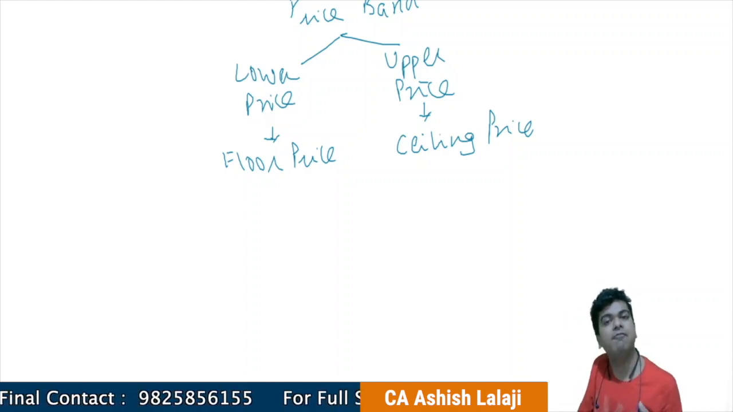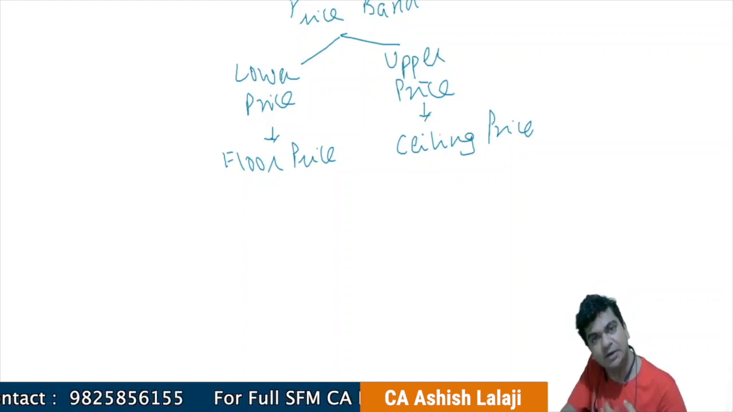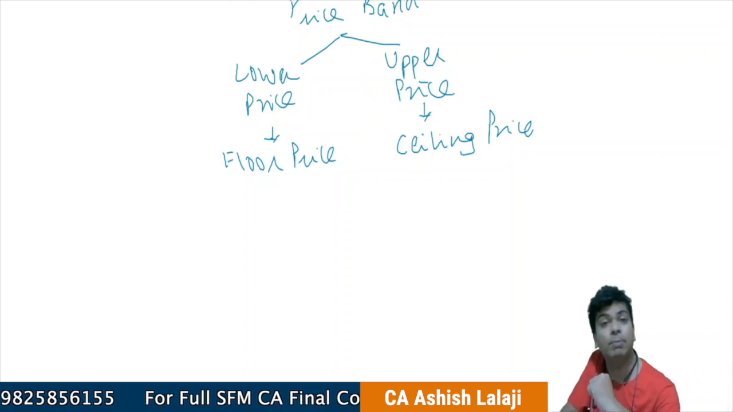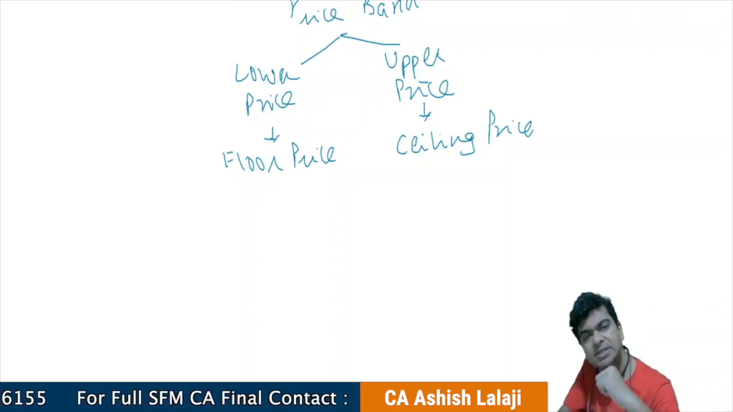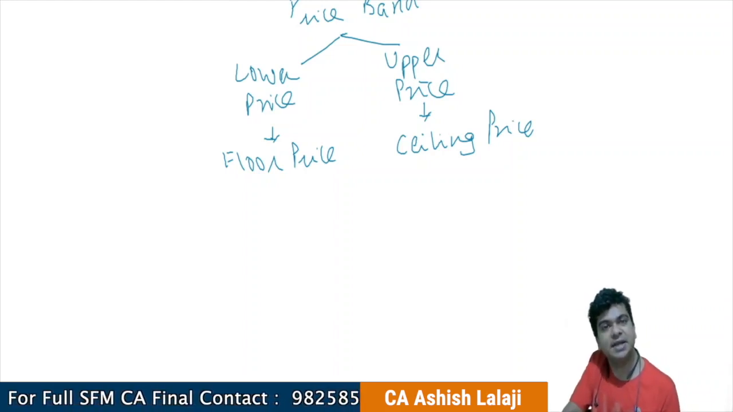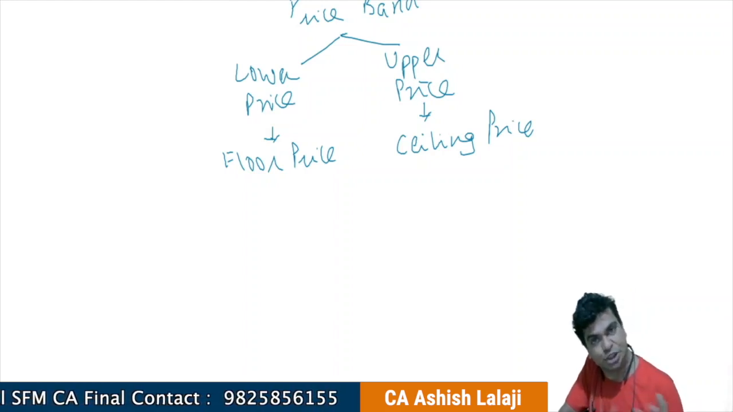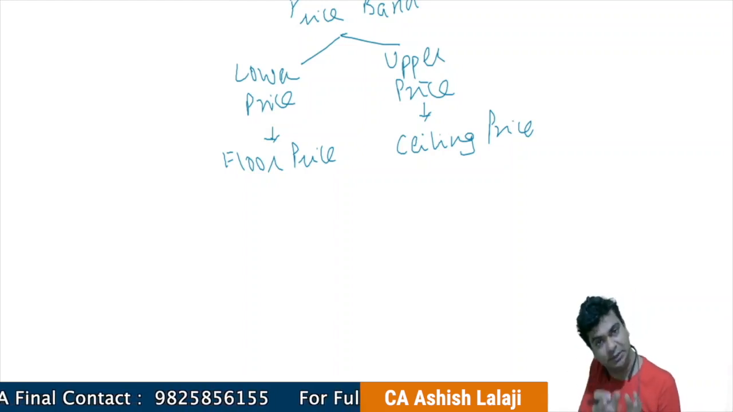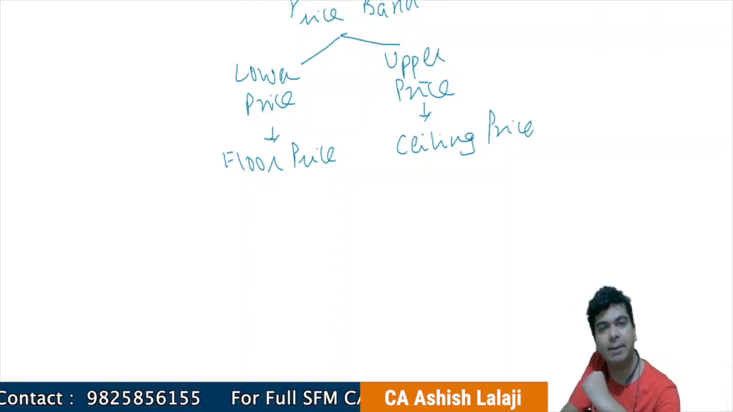There will be only a floor price, or we can say a reserve price. See, a floor price is necessary, a minimum price is necessary. For instance, let us say as a company, I'm offering the shares and I do not mention the floor price. Tell me what will happen?